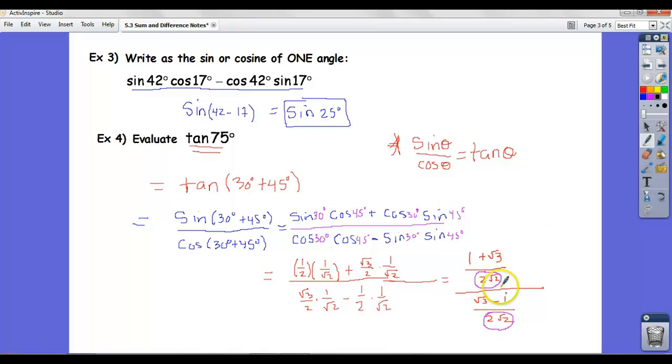And what's nice about it is these denominators divide. And if you don't believe that, just think about this as dividing by a fraction, multiplying by the reciprocal, and you would see that they divide. But what we're left with is, put the equal sign down here, 1 plus root 3 over root 3 minus 1. And that's an exact answer to the tangent of 75 degrees.